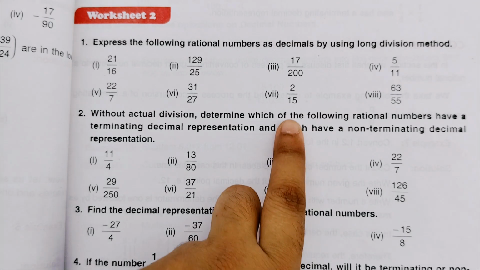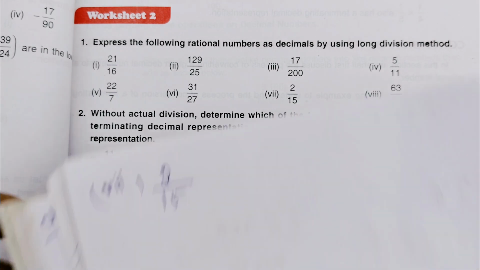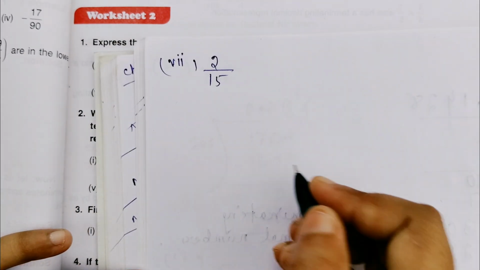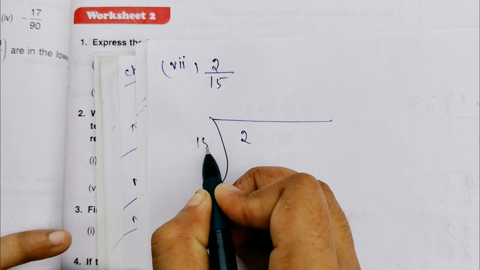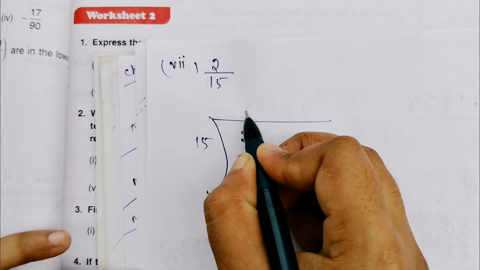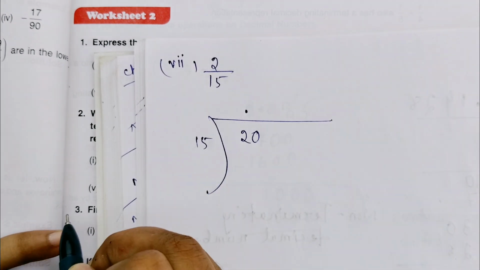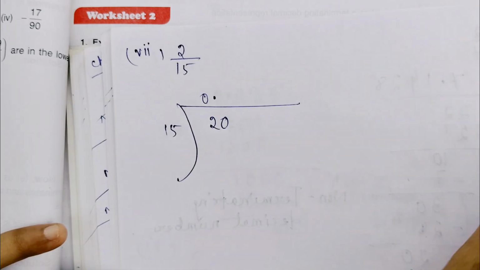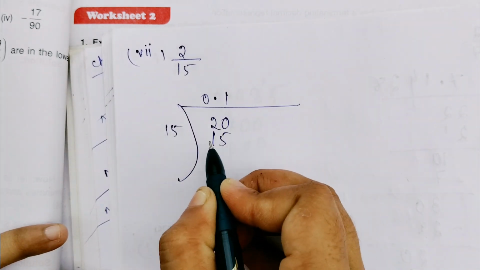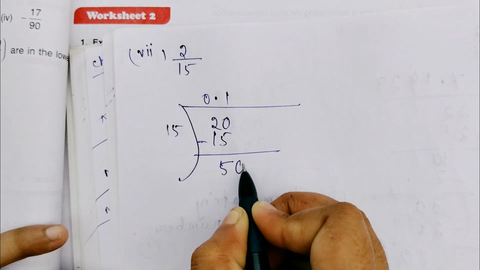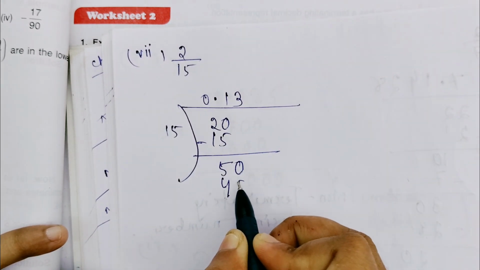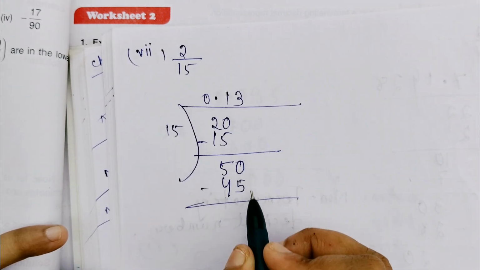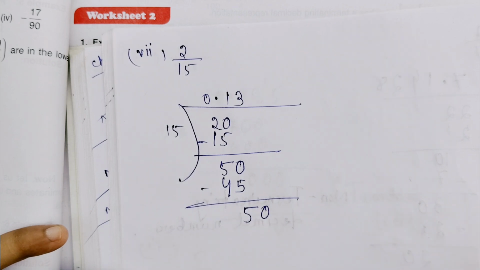Now next, 2 by 15. So divide 2 by 15. 2 is less than 15, so you put a decimal point and here put 10. Then 15 1 is 15. Then 20 minus 15 is 5 and here put 10, 50. Then 15 3s are 45. And 50 minus 45 is 5 and here put 10.